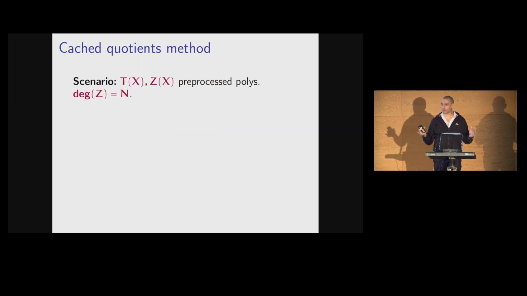All right, and now we finally come to this cached quotients method. So what is the scenario generally? We're going to look at concrete applications like lookups later, but what is the general scenario we're looking at with cached quotients? So the scenario is like this. We have some preprocessed polynomials T and Z, where the degree of Z is big N, and think also of the degree of T as something of that order, something big.